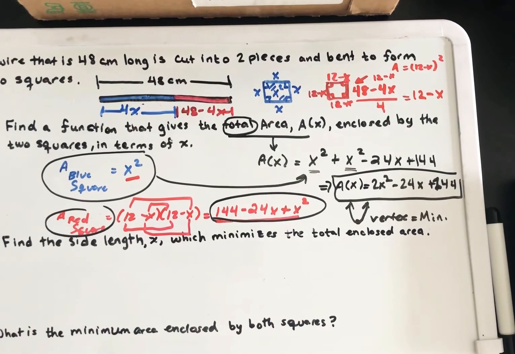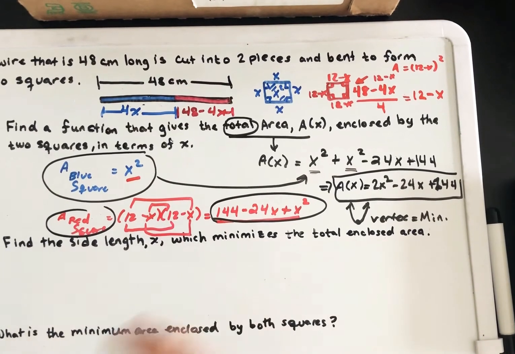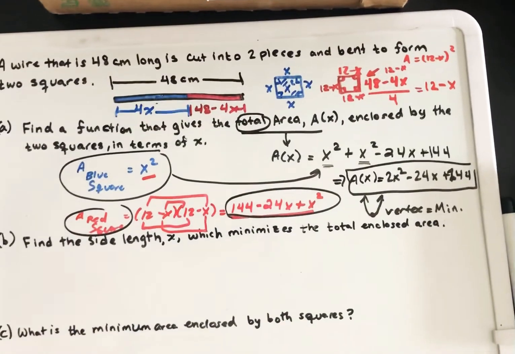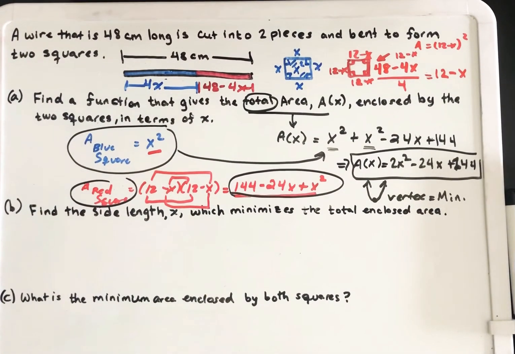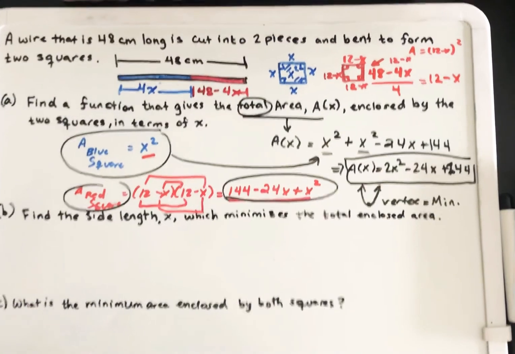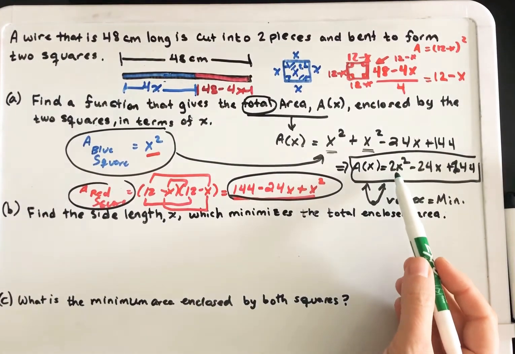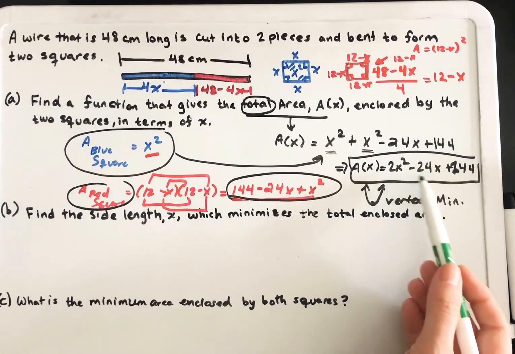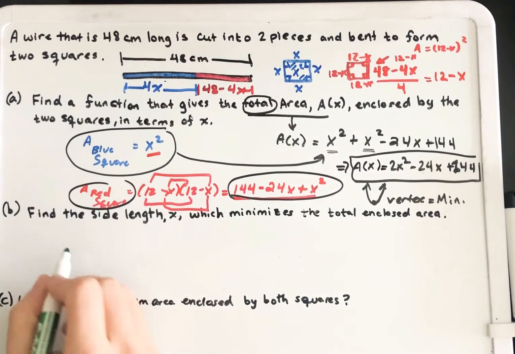Now that's helpful because they're asking us in the next part of the problem to find the side length which minimizes the total enclosed area. So to find that minimum, now we need to remember the vertex formula. You could also complete the square if you prefer to get it back into standard form, but vertex formula is easy enough. One thing some students do is if they recognize that all three terms of this quadratic function are divisible by 2, they can factor out that 2 to make their numbers a little easier. But you're welcome to jump right into the formula.